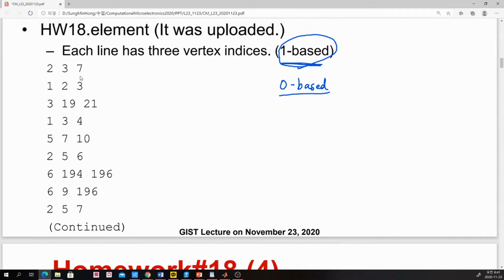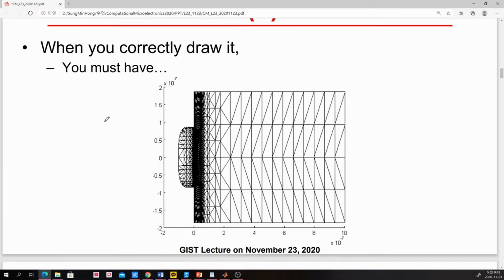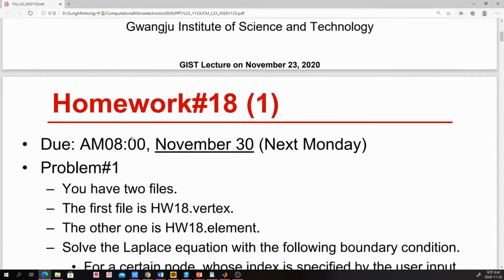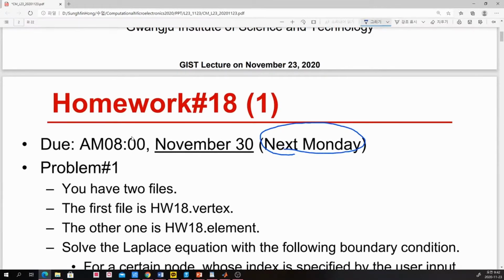The first vertex is regarded as number 1 instead of number 0. Please be careful, especially if you are not working with MATLAB. Please remember that the due date is next Monday. I think this is not that easy for you.